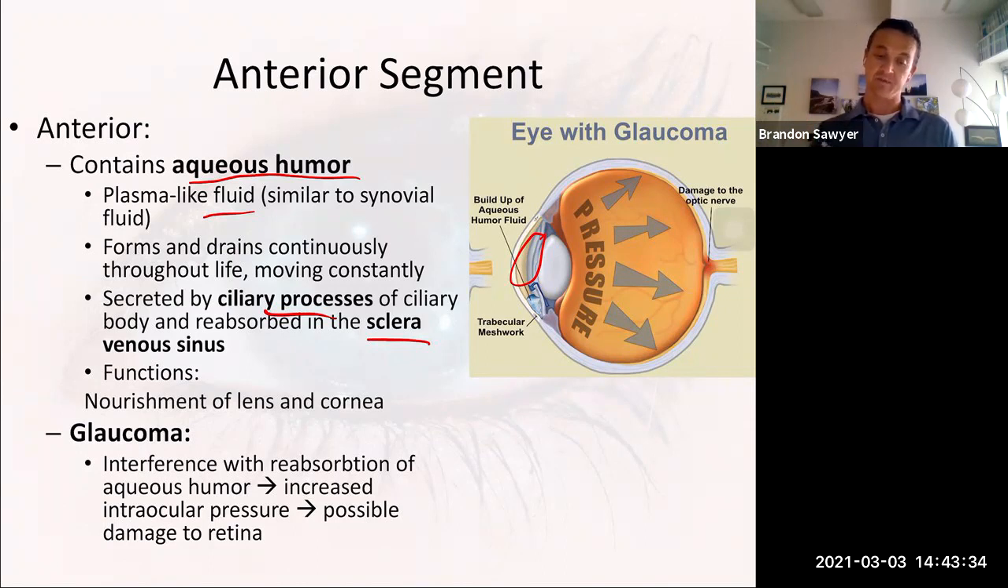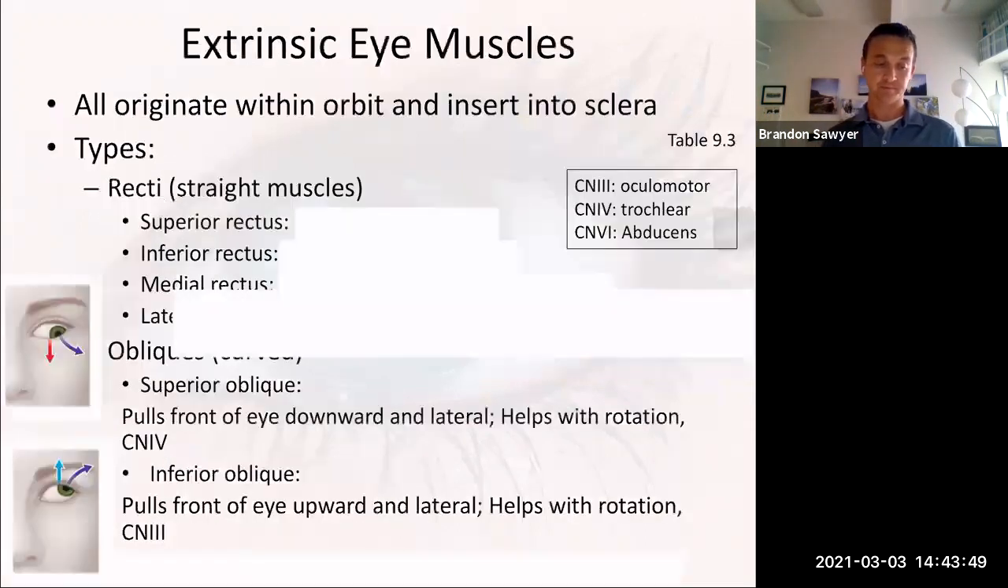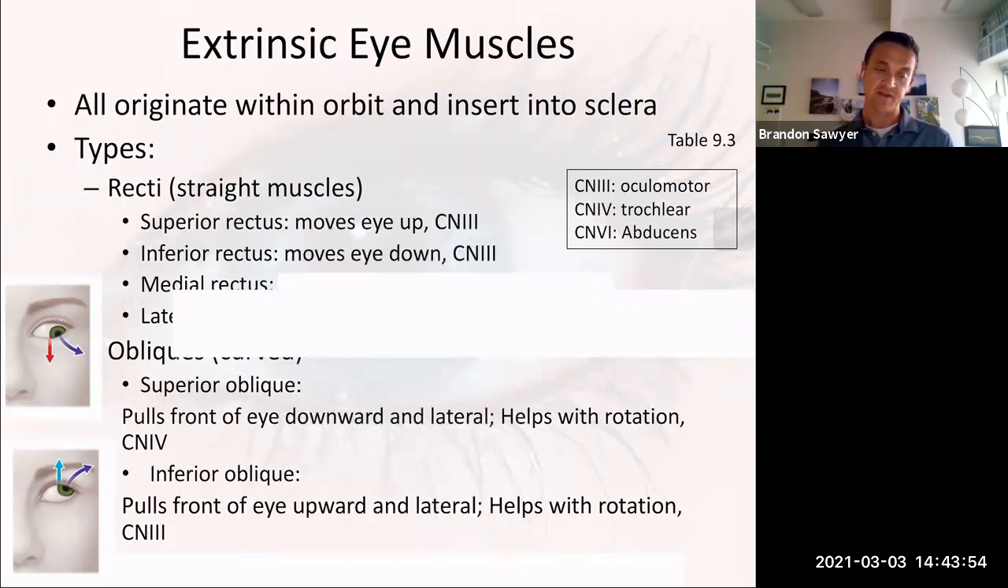And what happens there is that pushes the lens backwards, and that pressure pushes the vitreous humor backwards, which can smash the retina. It can actually damage the retina and the optic nerve, and that can eventually lead to blindness, and that's called glaucoma.